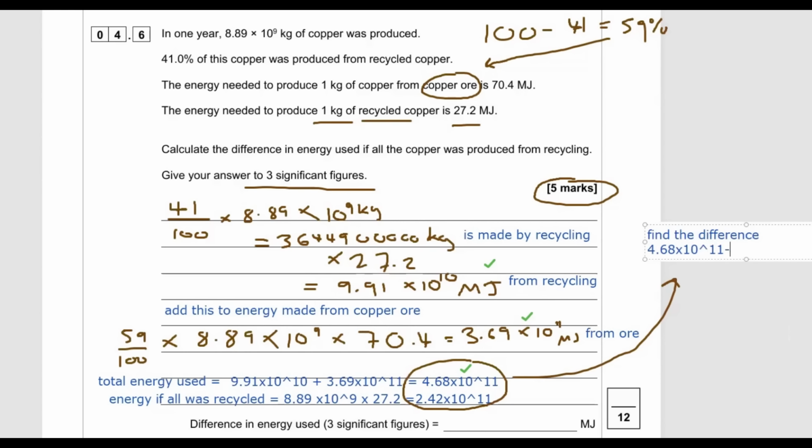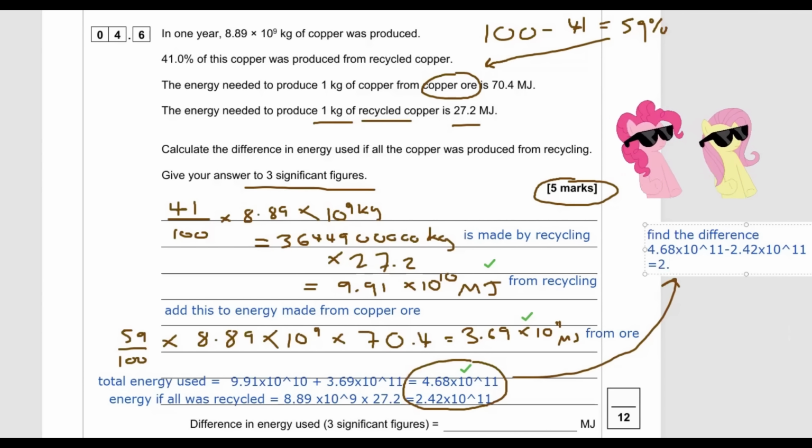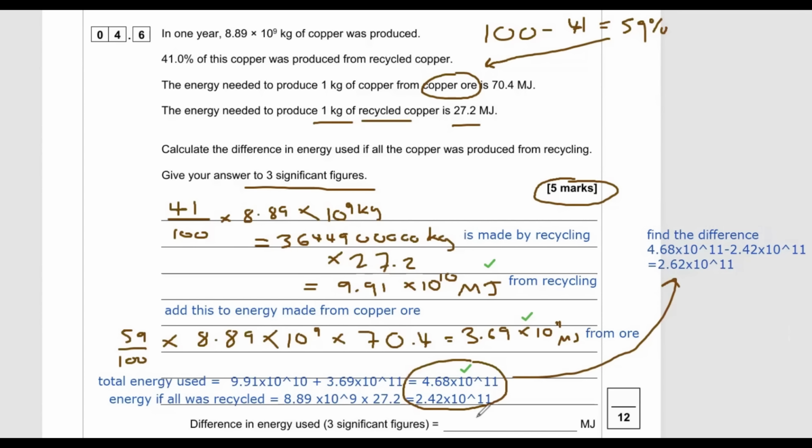So essentially, you just want to do 4.68 minus 2.42, and you've got your answer. Okay, so 4.68 times 10 to the 11 minus 2.42 times 10 to the 11, or you could just do 4.68 minus 2.42 and put the times 10 to the 11 at the end. It's up to you, really. And that is going to give us our answer, which is 2.62 times 10 to the 11. And there's our difference, 2.62 times 10 to the power of 11.